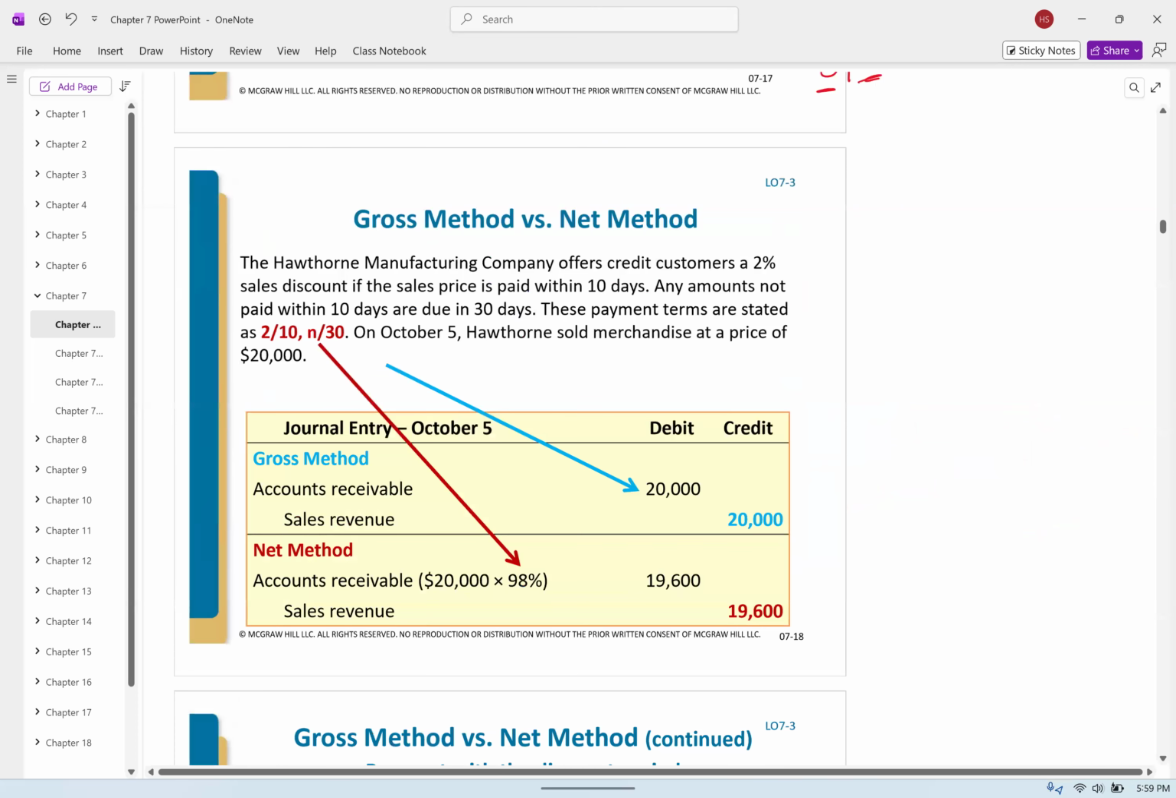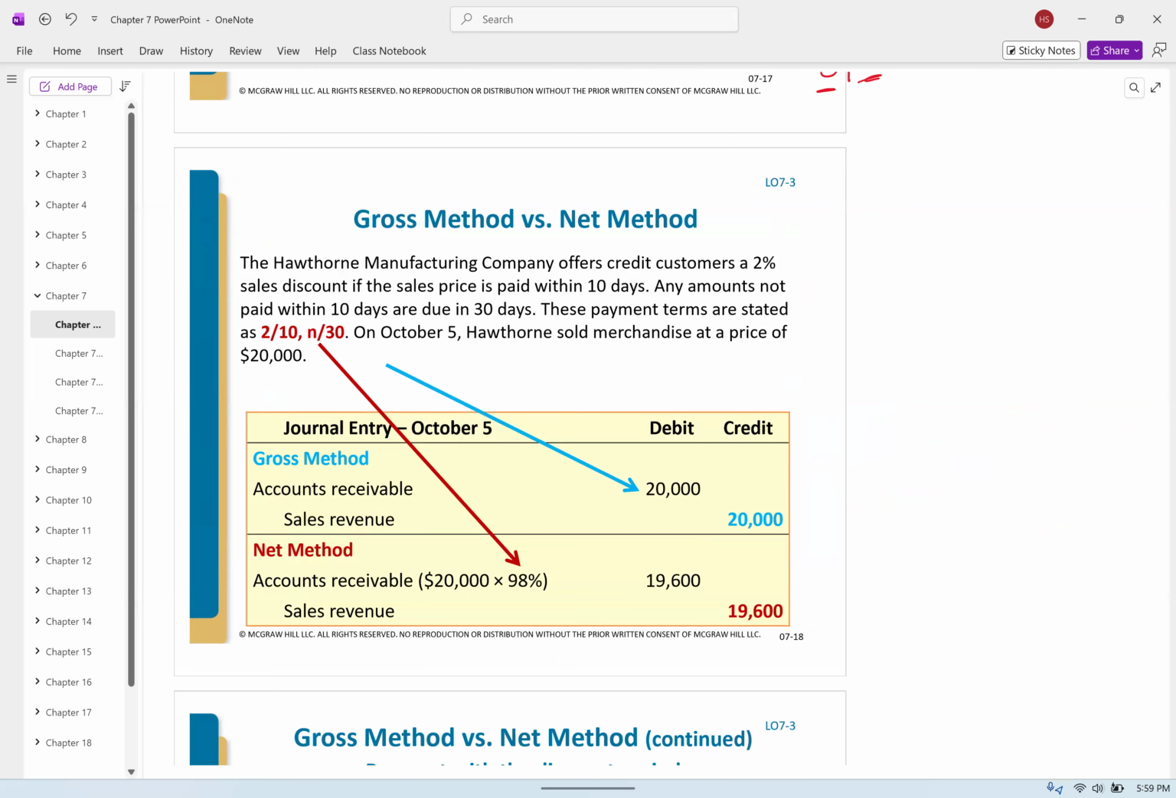All right. When we have receivables, and especially when we're selling a product, not just a service, and we have these credit terms, this can get a little bit complicated. Okay. There are 2 different ways we could do this. So let's read through this one. Hawthorne Manufacturing Company offers credit customers a 2% sales discount if the sales price is paid within 10 days. I believe that was the previous one, 2/10. Any amounts not paid within the 10 days are due in 30 days. Okay, so the payment terms are stated.